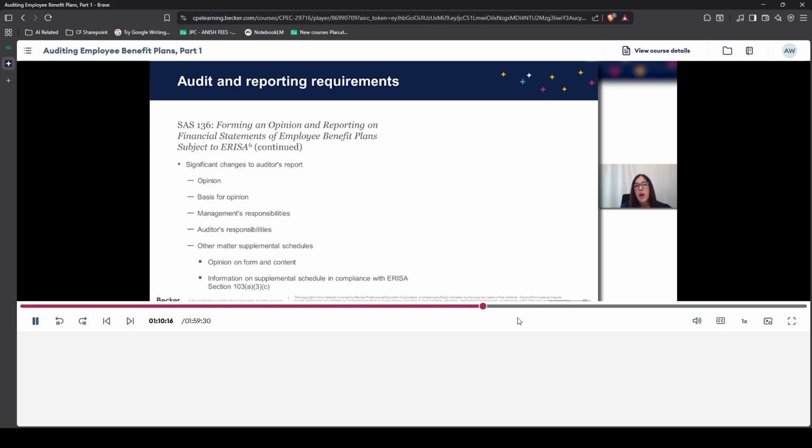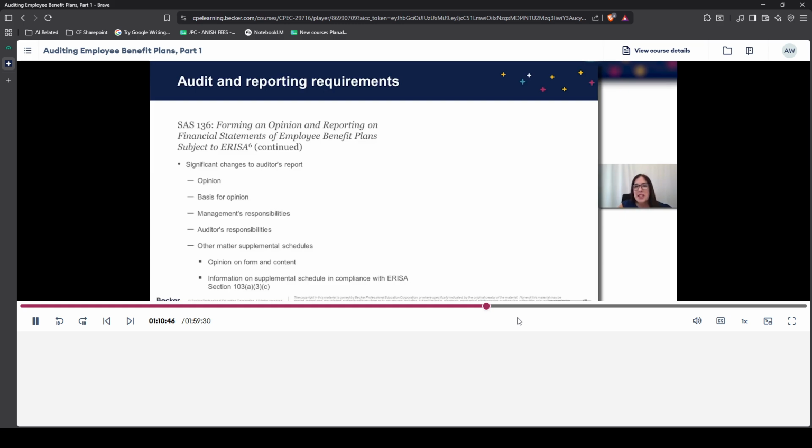Significant changes to the auditor's report as a result of SAS 136. Historically, when we had a limited scope disclaimer of opinion, the report itself was about 1.5 pages. The standard unmodified auditor's report in accordance with SAS 136 is about 4 pages long. Lots of clarification when it comes to management's responsibilities and the auditor's responsibilities. And of course, you obviously have your two-pronged opinion.